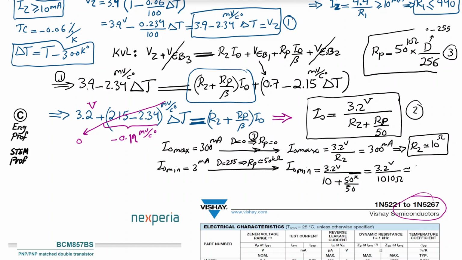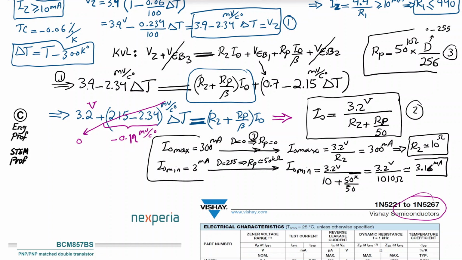which is roughly on the order of 15 milliamp. So it's in the ballpark of what we wanted in terms of the minimum current. With that, let me just make sure that the value is accurate. 3.2 divided by 1010, so about 3.16, which is close to what we wanted to realize in this circuit.